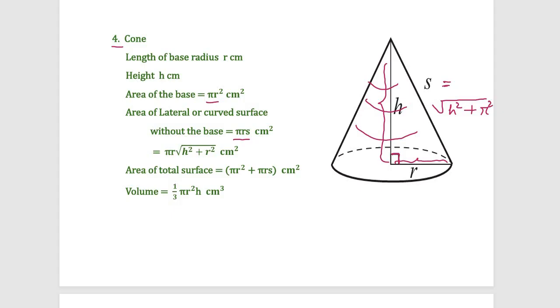Then the area of the total surface can be found by adding the area of the base and the area of the curved surface. So we get pi r square plus pi r s centimeter square. The volume of the cone can be found with the formula 1/3 pi r square h centimeter cube.